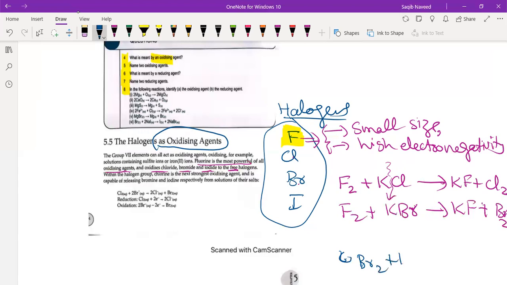Bromine plus KCl. Can bromine break the bond of a chloride compound? Any chlorine? The answer is no. Why? Because bromine is a poorer oxidizing agent than chlorine. So in short, this is a very, very important thing.